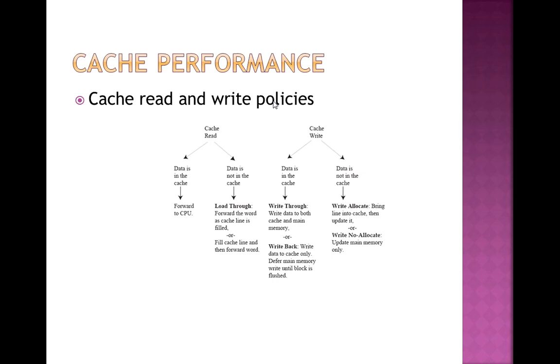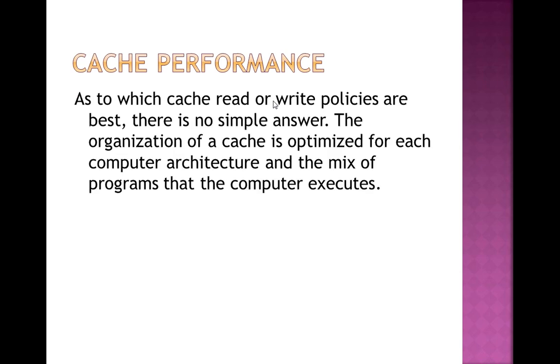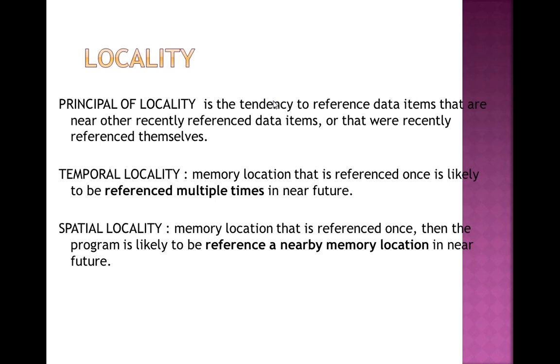And there are two techniques for writing into the cache. In the same way, if data is available in the cache, there are two methods: write through and write back. And if data is not available in the cache, there are again two methods: write allocate and write no allocate.